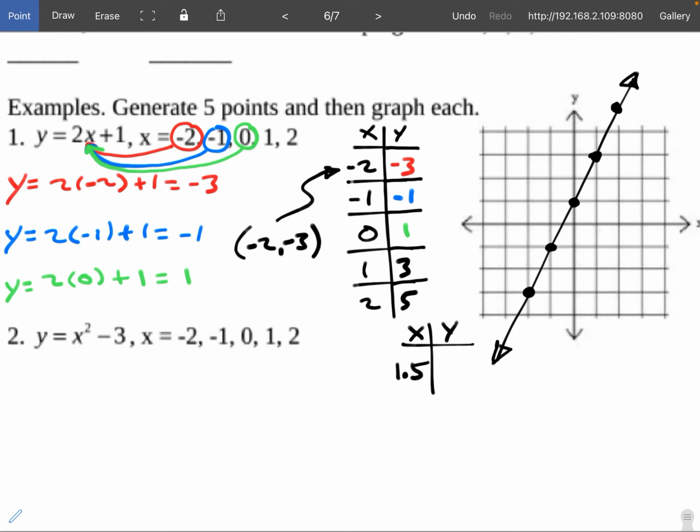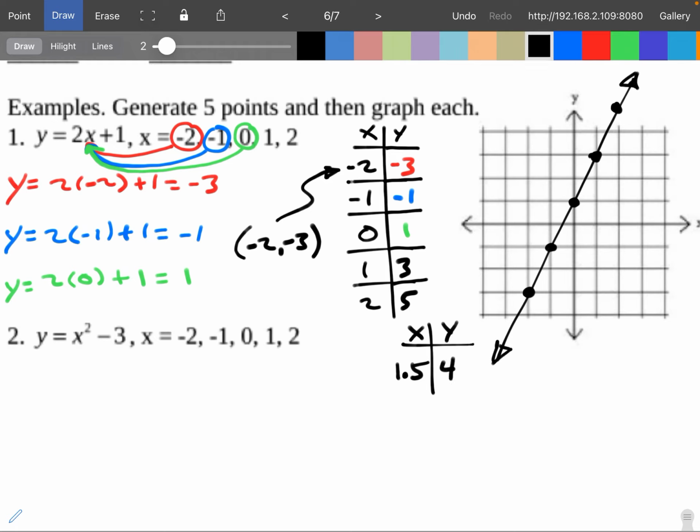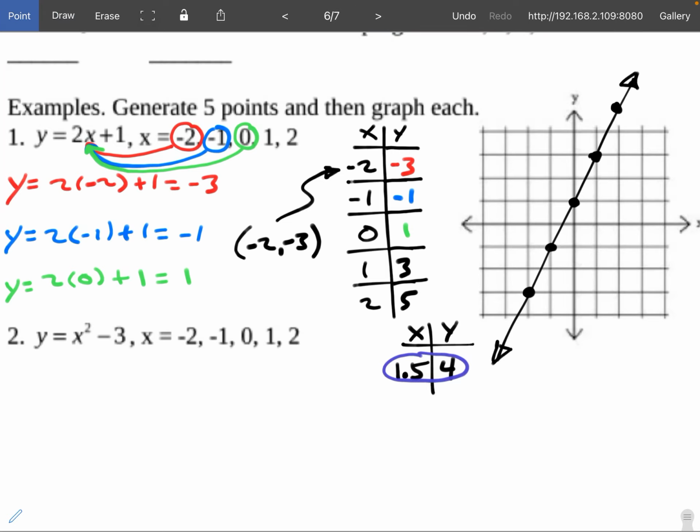That's 3, and then plus 1? 4? Okay, so that would be 1.5 comma 4. Well, that point should be on our line, right? So let's try it. Let's circle this in, maybe we'll put this in purple here or something. So this point right here, that ordered pair, I would go 1.5 to the right, and then 4 up.